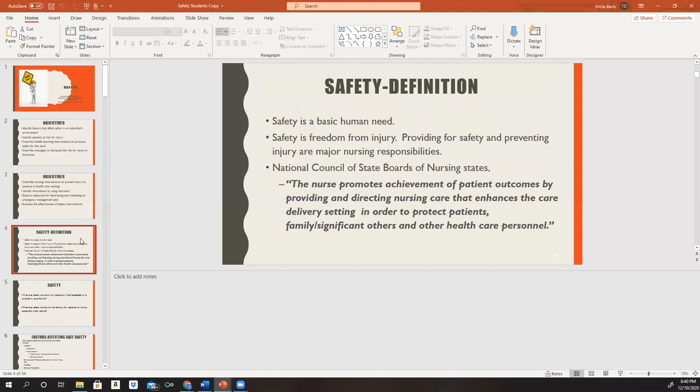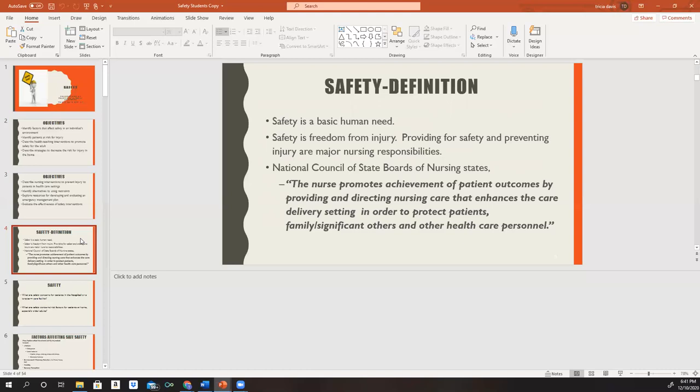All right, so safety definition. Providing safety for yourself or anybody else is described as a basic human need. Safety is the freedom from injury. Providing for safety and preventing injury are considered major nursing responsibilities. It is your job, in every aspect of the care you provide to those patients, to provide safe care and prevent injuries from happening to them.